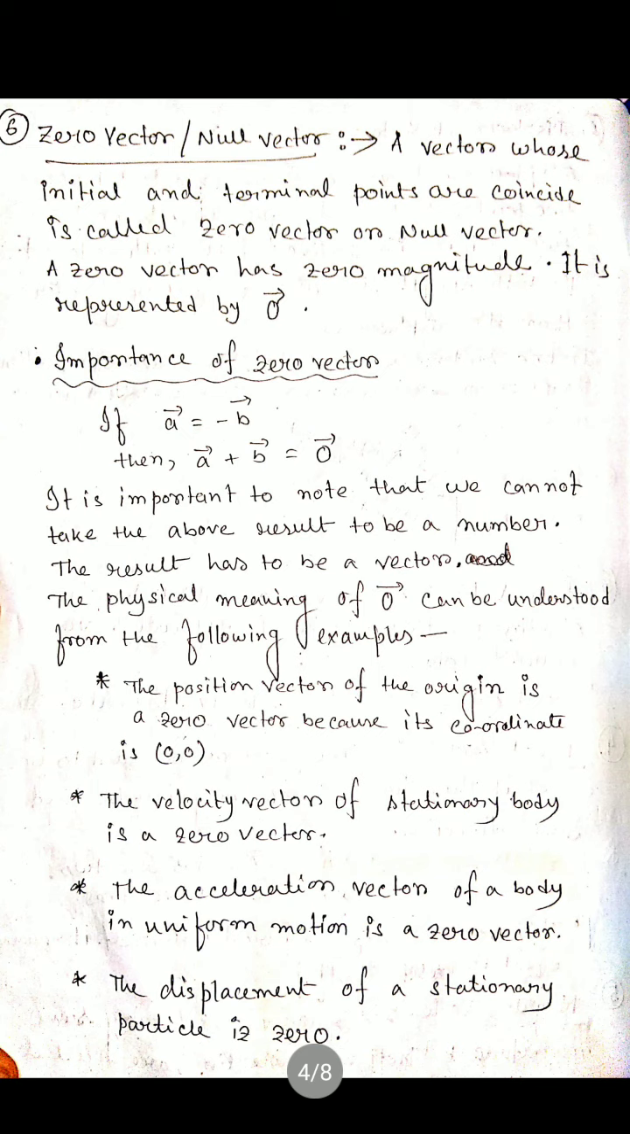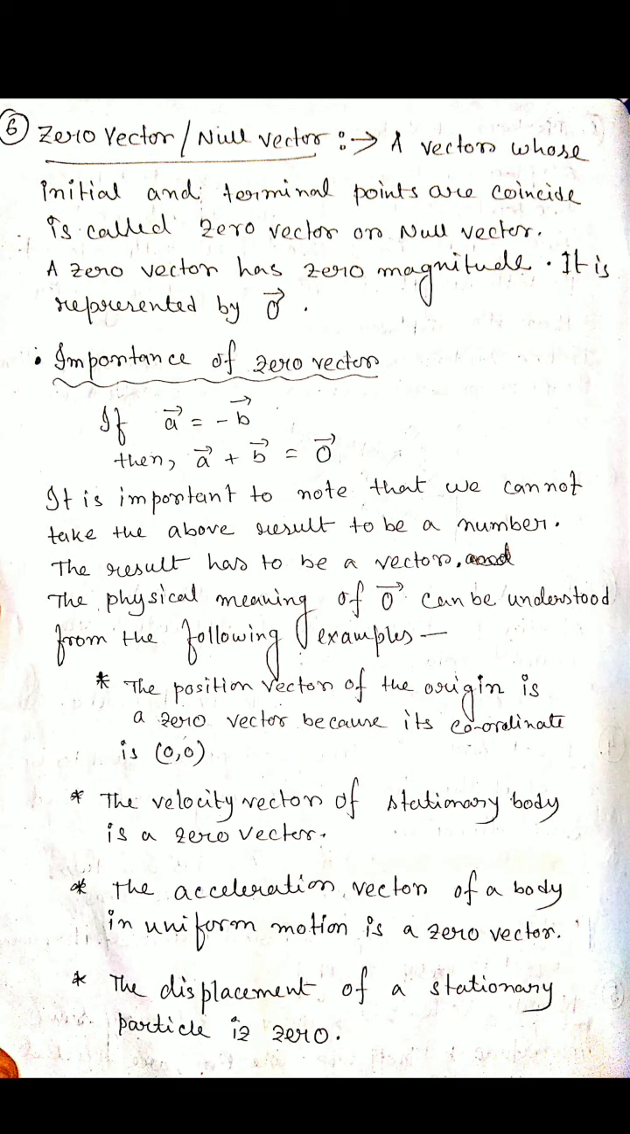Next, zero vector or null vector. It is a very important vector. Zero vector, from the definition, means its magnitude is 0. That's why nothing is there. That is called a null vector. A vector whose initial and terminal points coincide is a zero vector. If its starting point and ending point are the same, like when no displacement is there, then it is called a zero vector or null vector.